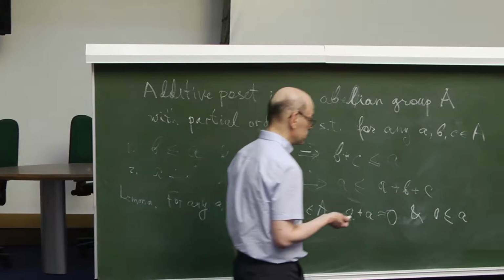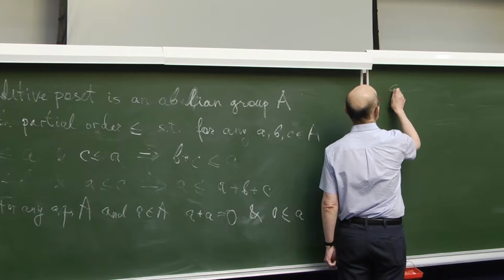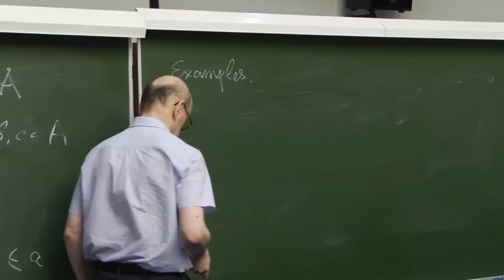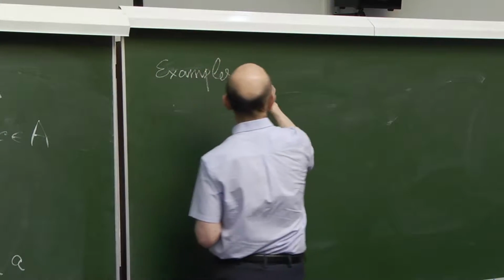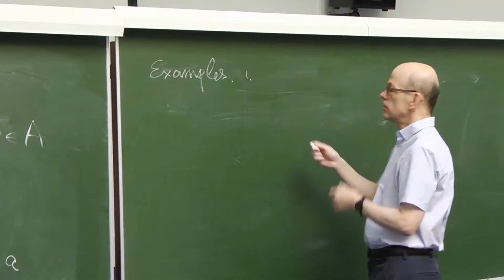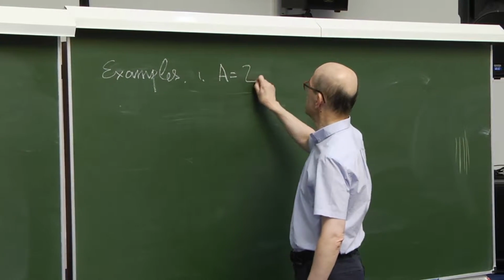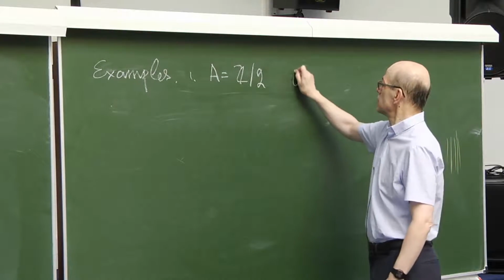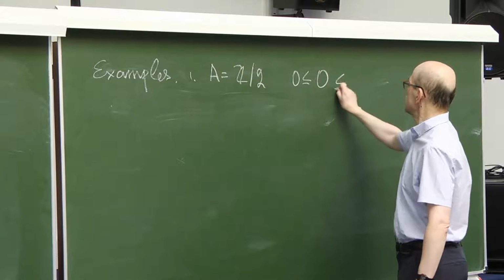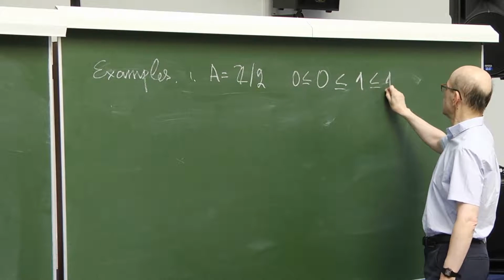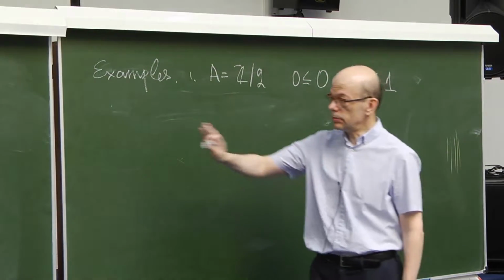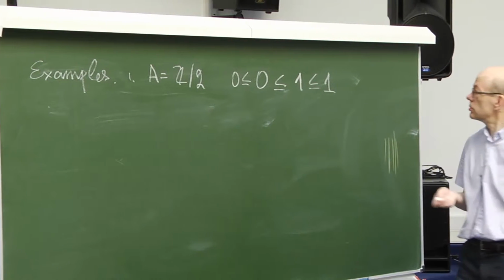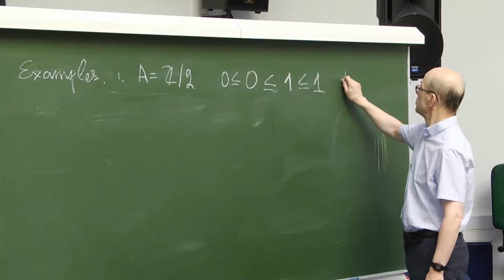All right, now examples. Let's just take A equal to Z2. There are two elements, 0 and 1. We just say that 0 is smaller than or equal to 0, smaller than or equal to 1, and of course, 1 is smaller than or equal to 1. So this is a partial order which satisfies these conditions, and I call it the trivial partial order.